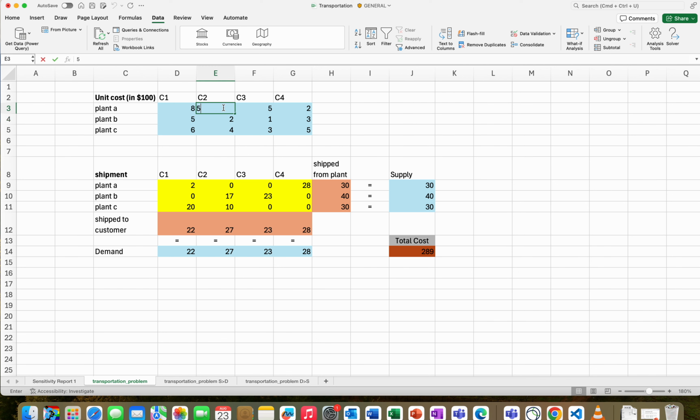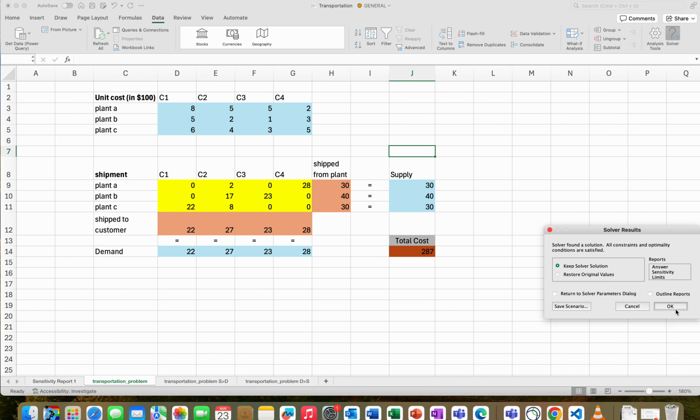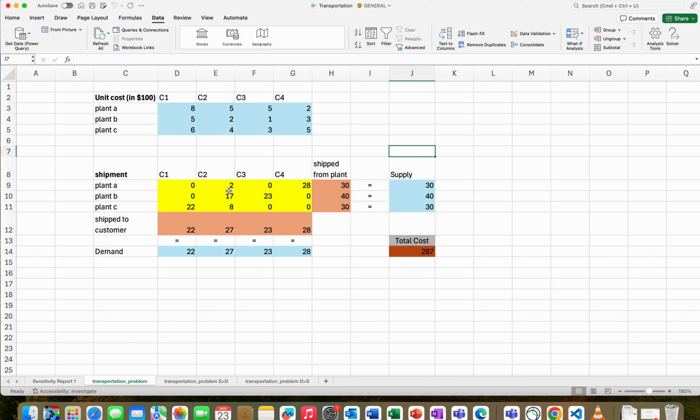But now if I make it 5, this would lead to a change in the optimal decision variables that we solved before. Let's solve again. And now you see that the shipment units have changed. It now no longer makes sense to send two pallets from plant A to C1. Rather, the two pallets that we were sending before go to C2 and the entire C1 demand is met by plant C. By doing so, the total cost also reduced from 289 to 287.